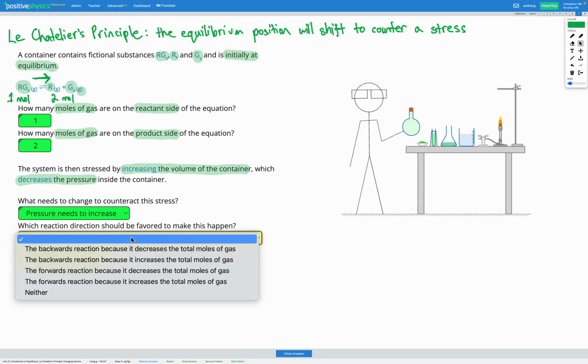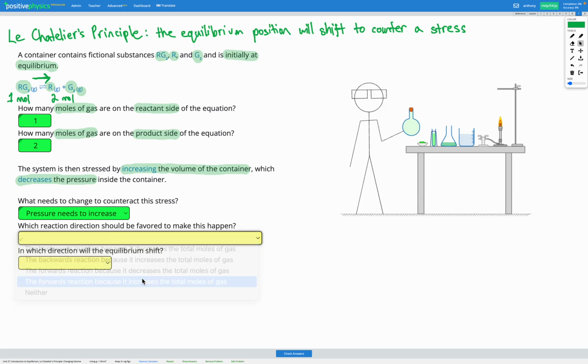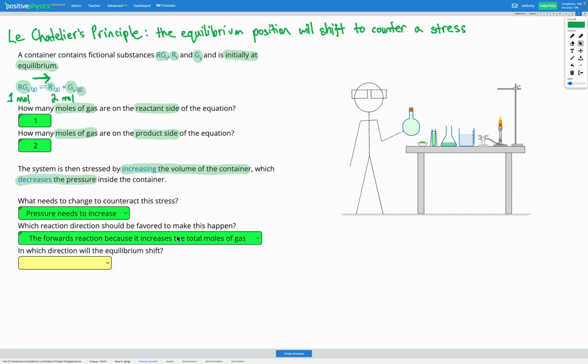So which reaction direction needs to be favored? It's going to be the forwards reaction because it increases the total moles of gas. Increasing the total moles of gas is going to increase our pressure. So because of that, our equilibrium position is going to shift towards the products to the right. Let's do one more question of this type.